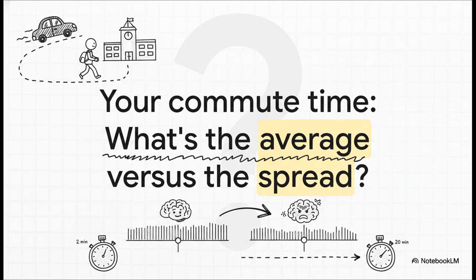So, I'll leave you with this to think about. Your daily commute. You probably have a rough idea of the average time it takes, right? But what's the spread? What's the standard deviation? Is it only 2 minutes, or is it more like 20 minutes? Because that number, that spread, is what really determines if your morning is predictable and calm or a totally stressful gamble every single day. And that's a perfect example of why the average alone is never, ever enough.